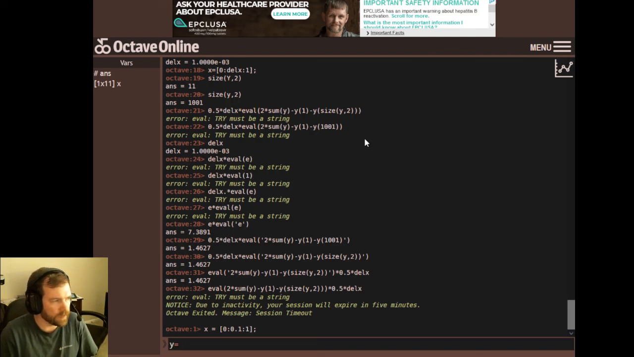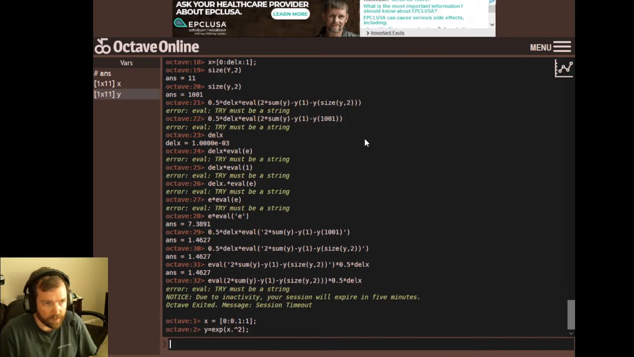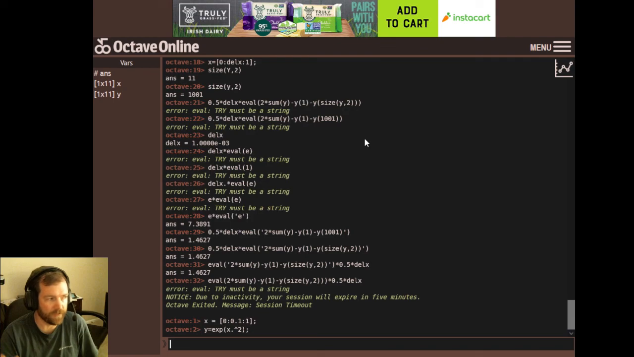So y is equal to the exponential of x raised to the second power, mute, and that gets us all the values back again. So now we just have all the values. If we did it manually, I don't recommend this, but it's perfectly possible. Del x equals, I should have done that again, 0.1.